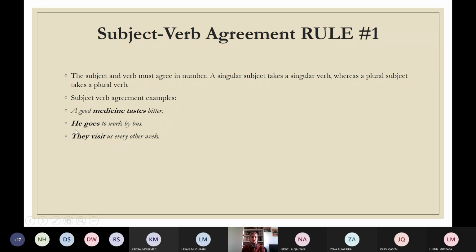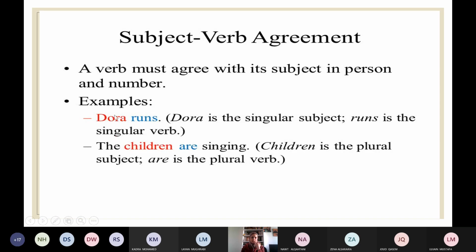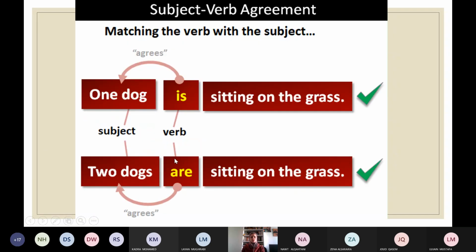He, singular, he goes to work. They is plural, they visit. Again, a verb must agree with the subject in person and number. Dora runs, S at the end, because Dora is a singular she. The children are singing. Why? Because children here is the subject and are is the verb. Plural, plural. Okay. Easy this one.